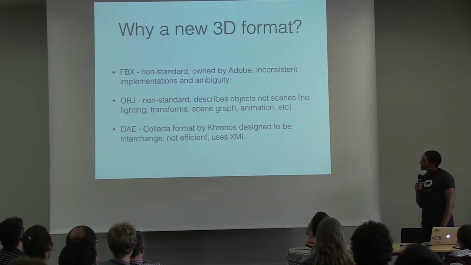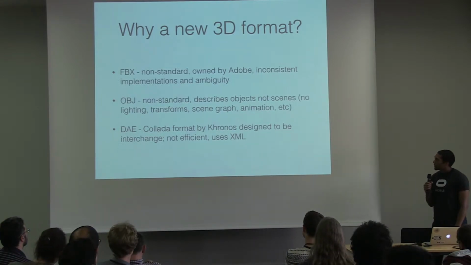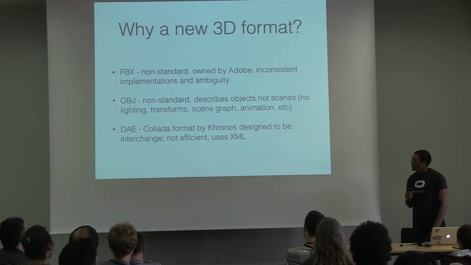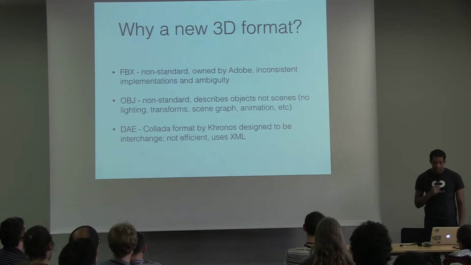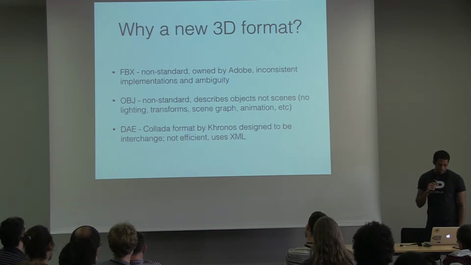OBJ, I believe, came out of maybe the mapping world or something like that. It wasn't originally made for the core gaming use case or 3D animation. It's a very simple format, but it's not standard, and it doesn't describe scenes. I think that's the biggest issue there. It only describes 3D objects, so you can't have animations, you can't have complex lighting, things like that. So it's not going to be sufficient for what we need as a 3D format.